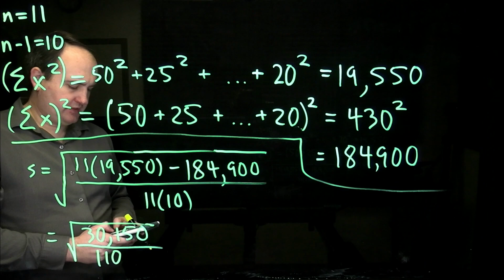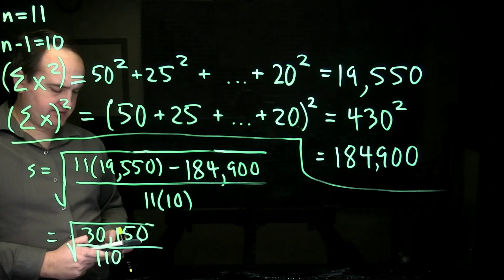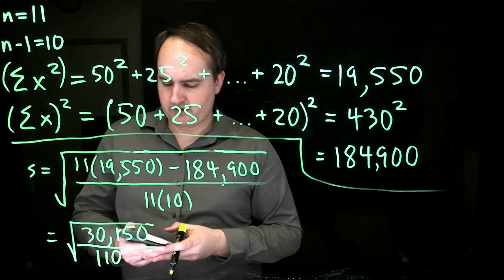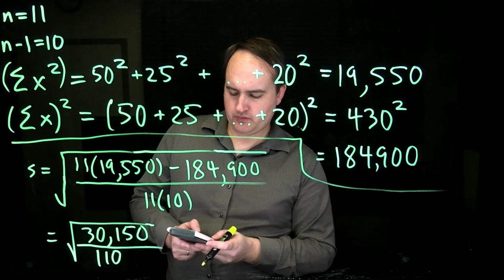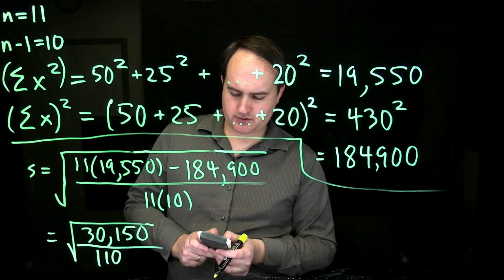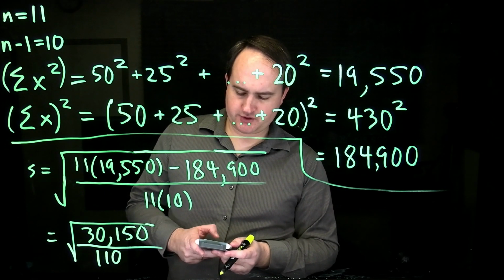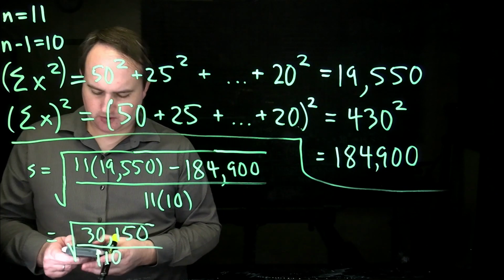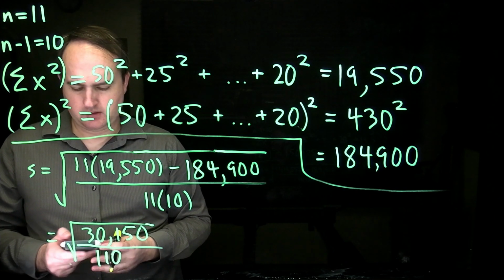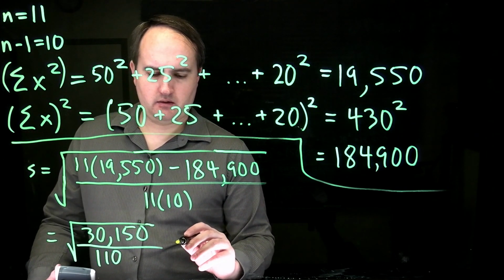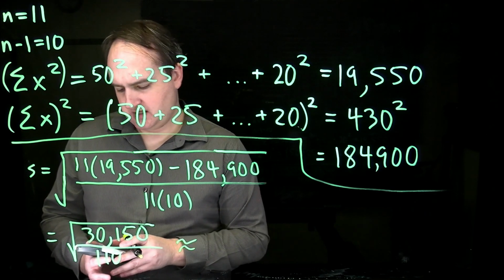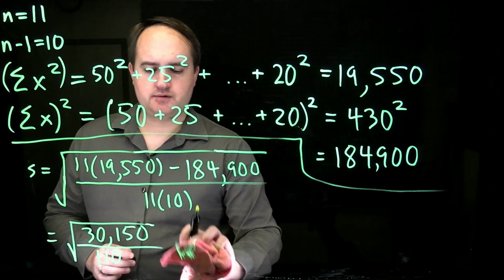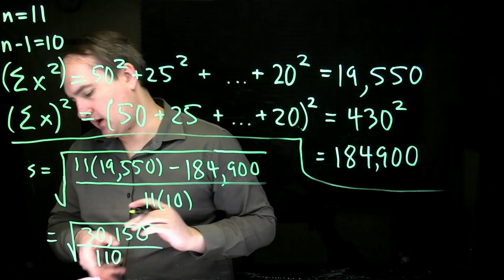So then if we do 30,150 divided by 110, that gives us a decimal. And then if we take the square root of that decimal, which is 274.090909, so if I type that in, I'm going to get 16.555, and it goes on forever. Maybe not forever, but it goes on for a while. But we don't need that many digits.